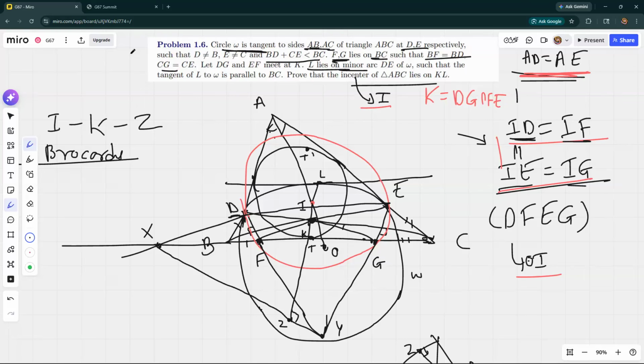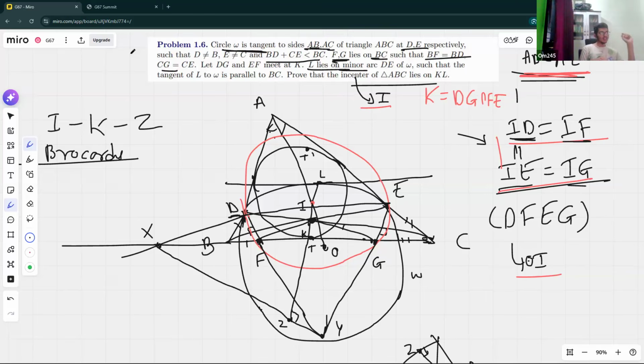So if we prove that LK is perpendicular to XY, then we're done. Yes, that's one way to think about it. If we prove LK perpendicular to XY, but we still don't know how to relate L with K, right? Because it's still weird. F and G are not related to omega.